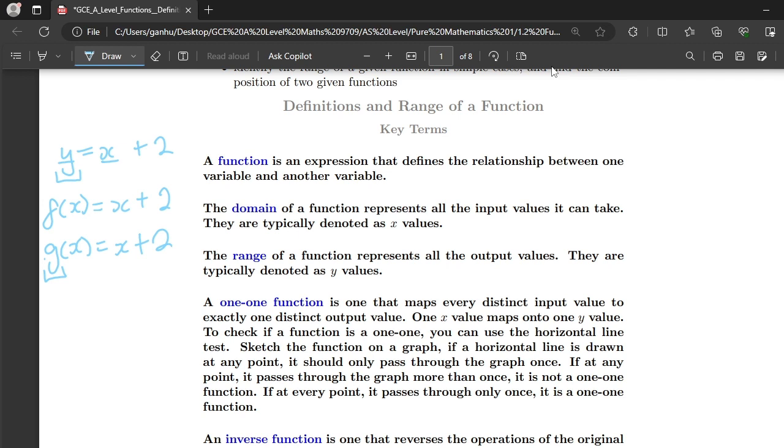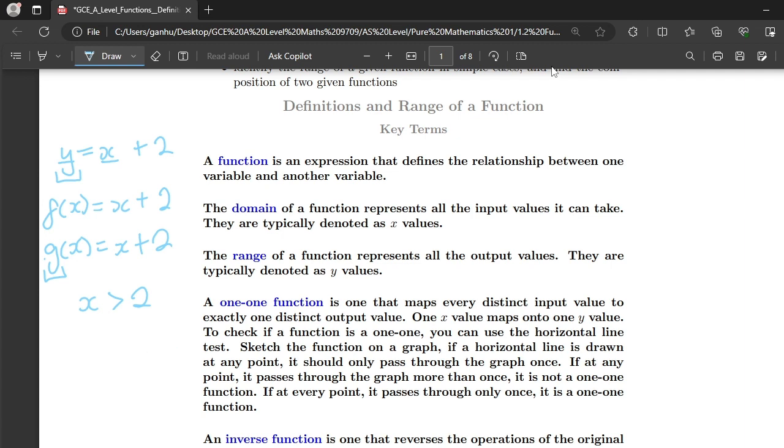The domain of a function represents all the input values it can take. They're typically denoted as x values. So usually the input values that a function can take will be restricted, and this is usually in terms of an inequality in x. So for example, x is greater than 2 could be the domain for our function g of x is equal to x plus 2. So that means that this function will only take values of x that are greater than 2. So that's values like 3, 4, 5, and so on.